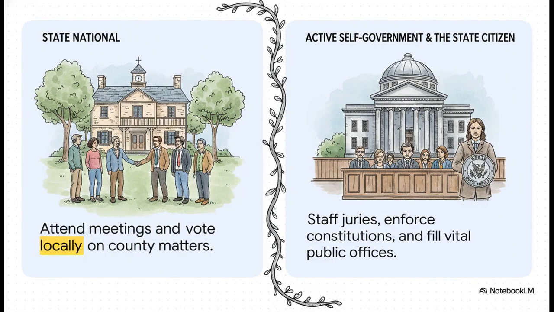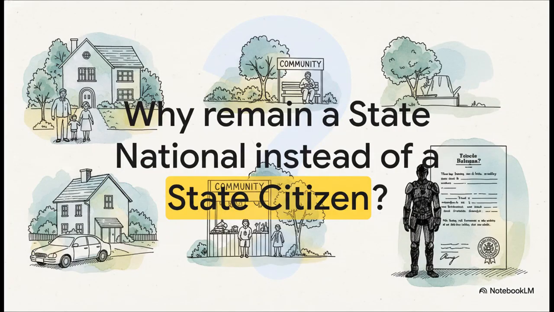How does this play out in everyday assembly life? Well, a General Assembly member, meaning a state national, might just go to public meetings and enjoy some community activities. But active self-government, which is the domain of the state citizen, is essentially a second full-time job. We're talking staffing jury pools, serving in the state militia, and managing vital public offices that carry massive financial and security liabilities. All of this naturally raises a pretty big question.